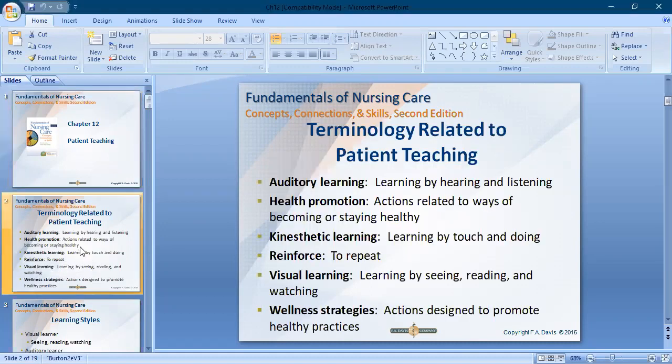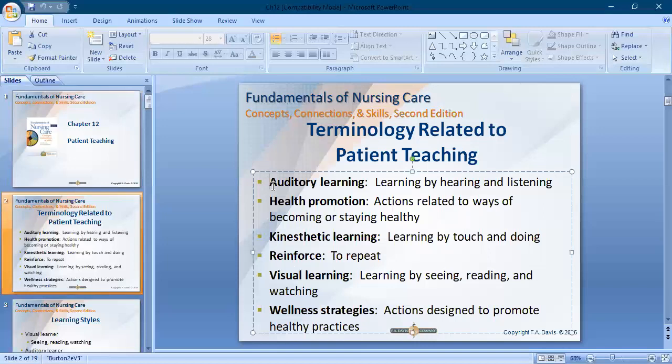Very short. This chapter is only 19 pages. The terminology related to the patient teaching. One is the way of teaching here: auditory learning, health promotion, then kinetic learning, reinforce, visual learning, and wellness strategies.